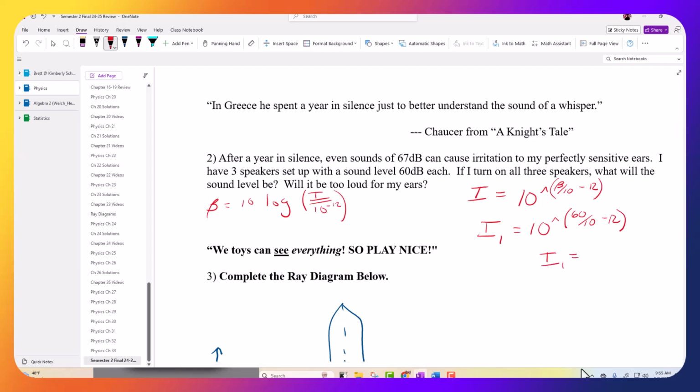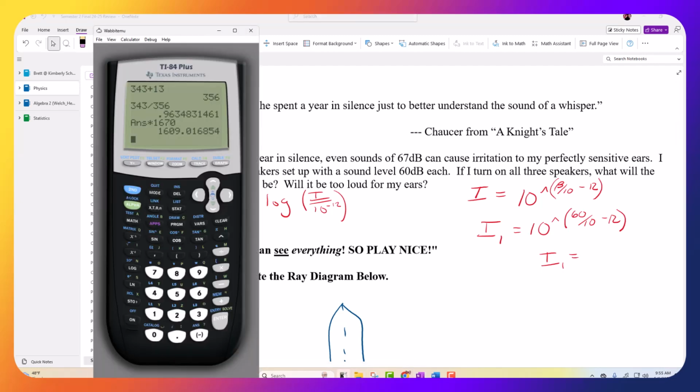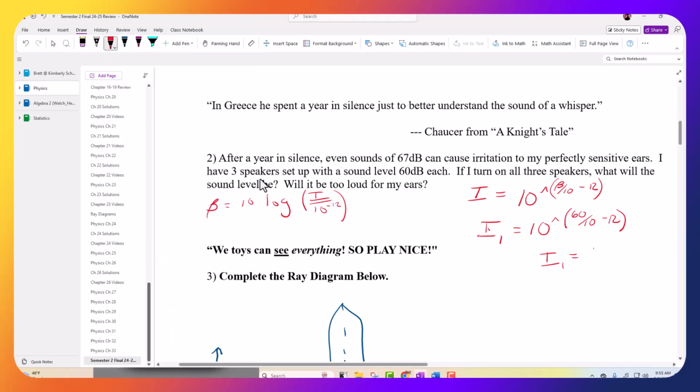We put that in the calculator. Well, should be 10 raised to 60 divided by 10, which is clearly 6, minus 12. I get 1 e negative 6. That's 1 with 6 decimal places of movement. That would be 1 e negative 6 watts per meter squared. But that is for one speaker.